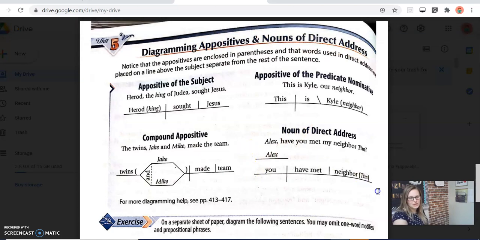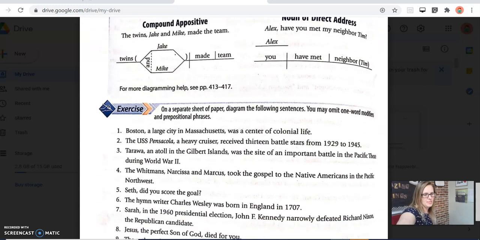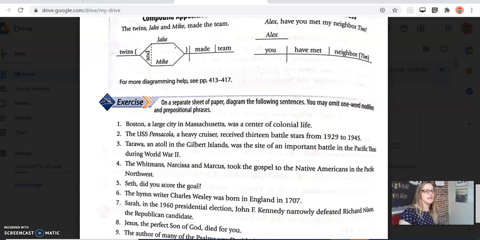Notice this diagram has a lot going on, even though it looks pretty simple. It doesn't have any of the diamonds or the houses, but direct addresses are up high. So let's look at some of these examples. Boston, a large city in Massachusetts, was a center of colonial life. Let's analyze the subject and the verb. What is the subject? Boston, yes, and we have a linking verb.